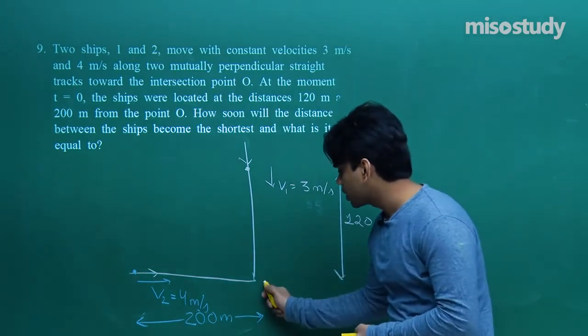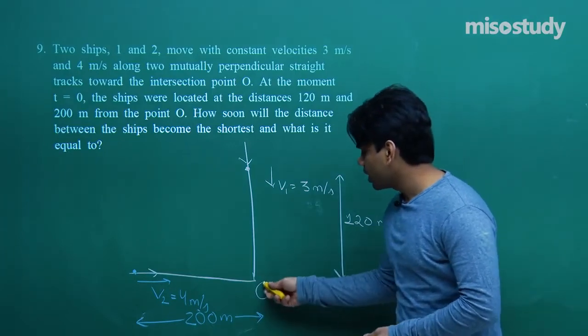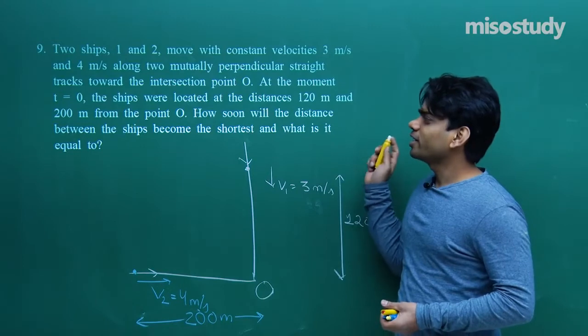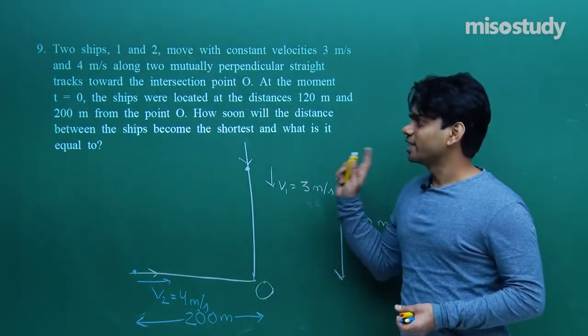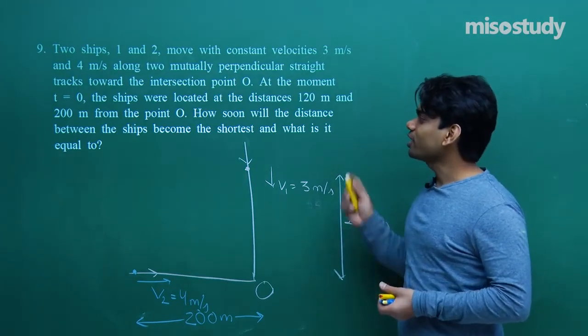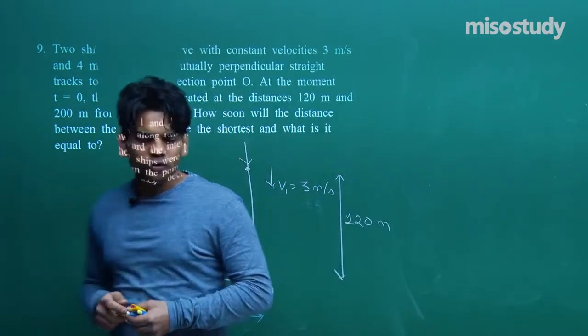So this is the intersection point O towards which they are traveling, they are commuting, they are trying to reach here. The ships were located at distances 120 meter and 200 meter from the point O initially. How soon will the distance between the ships become the shortest and what is it equal to? So let's go ahead. You have to solve each step.